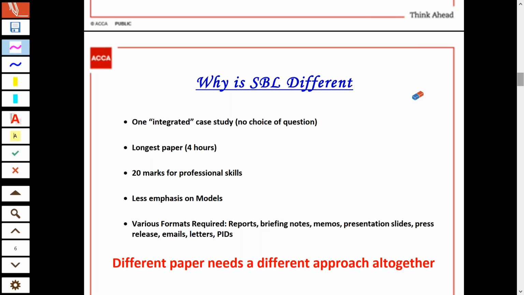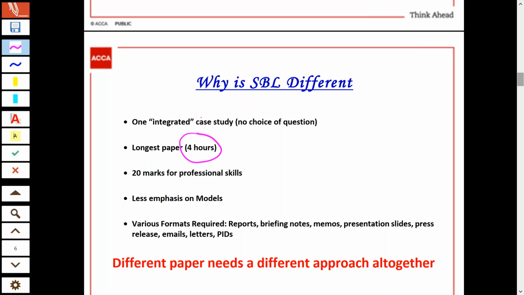Why is it different? Because it is one integrated case study with no choice. It's one big fat case of around 10 pages, and all the questions will come out from that case only. The second challenge is it's the only paper which is 4 hours. The rest of your papers will be 3 hours, 3 hours 15 minutes max. This one is 4 hours.